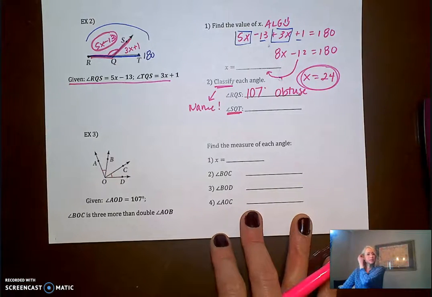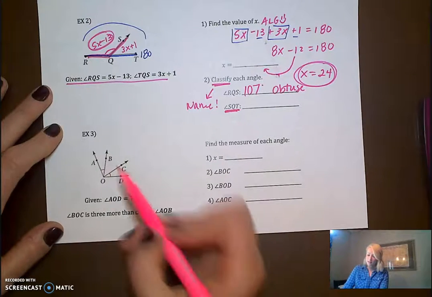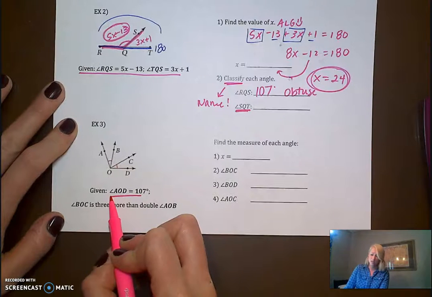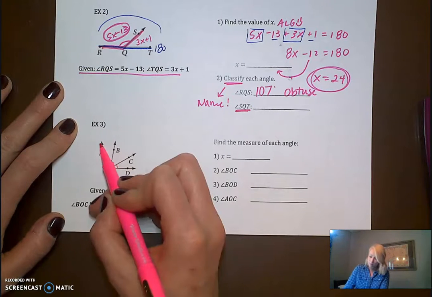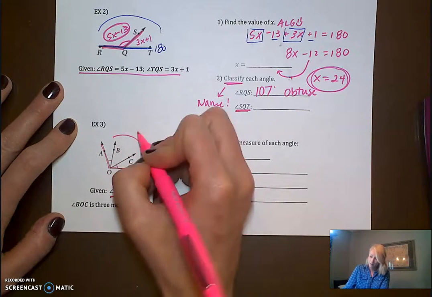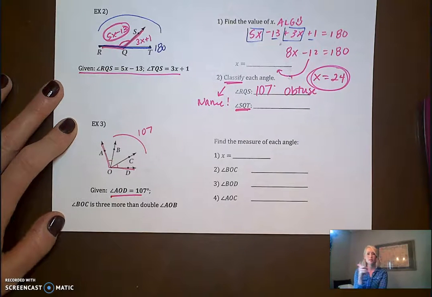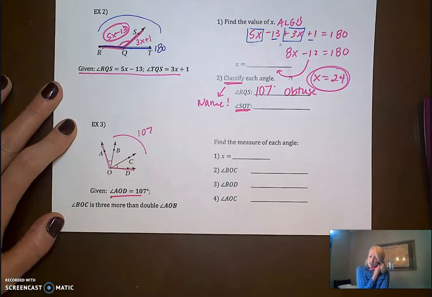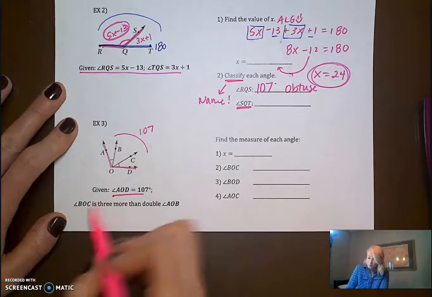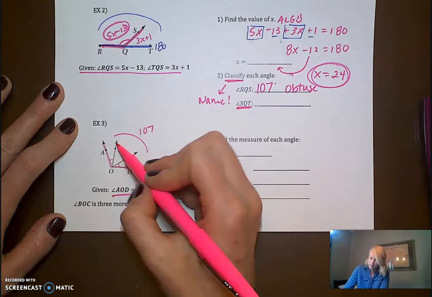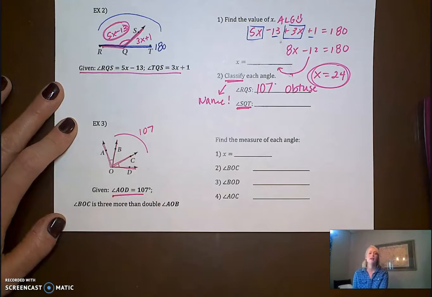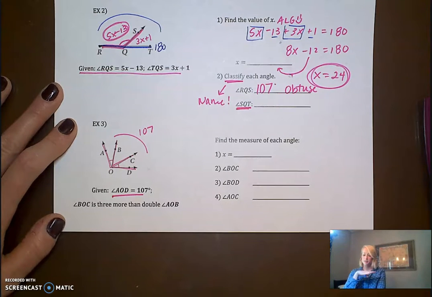Then let's finish off with example 3. So same idea, I've got multiple angles here. They gave me some information. The first was that angle AOD, which is the whole thing, is 107. Always label on the picture. Then they tell me some weird information here. More algebra, yay. They tell me that angle BOC, this guy right here, is 3 more than double angle AOB. Yikes.